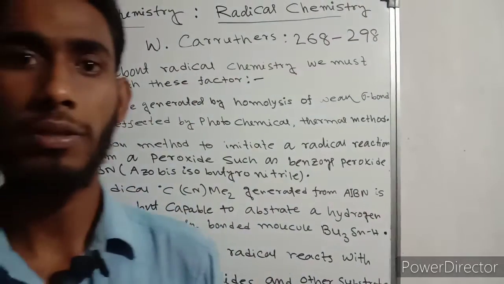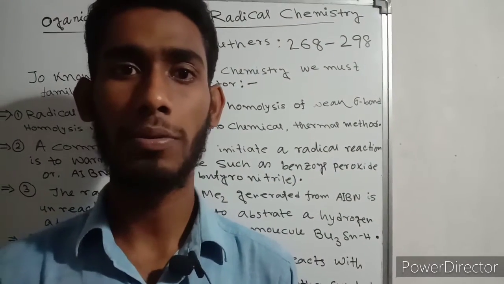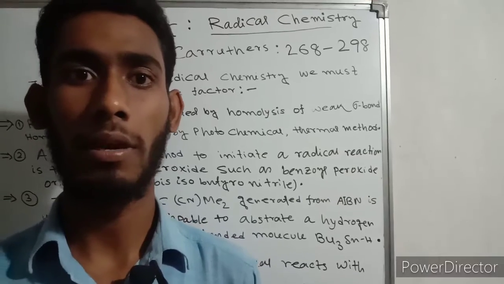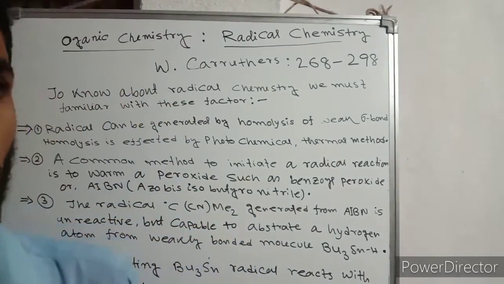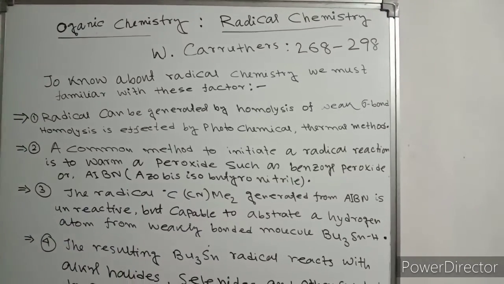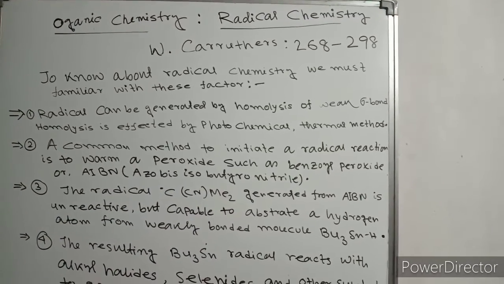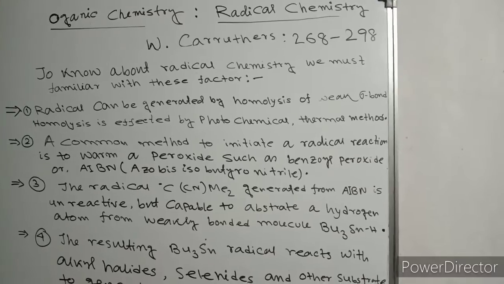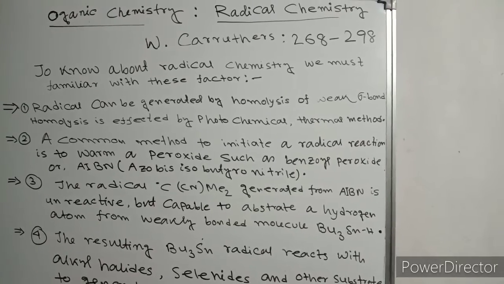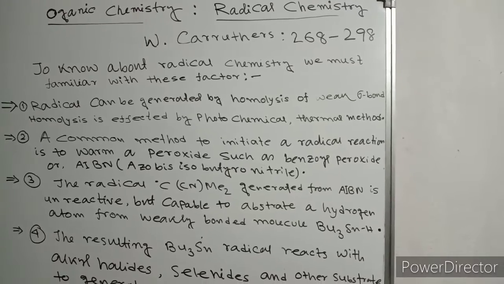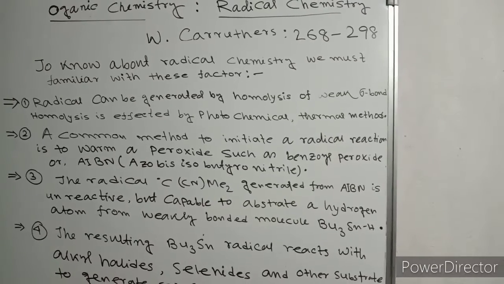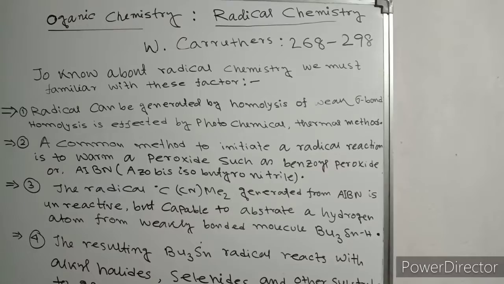Good morning everybody. In this series of videos we mainly discuss organic reaction radical chemistry. To learn radical chemistry we must be familiar with these factors. The first factor is that a radical can be generated by homolysis of a sigma bond. Homolysis is effected by photochemical, thermal or redox methods.